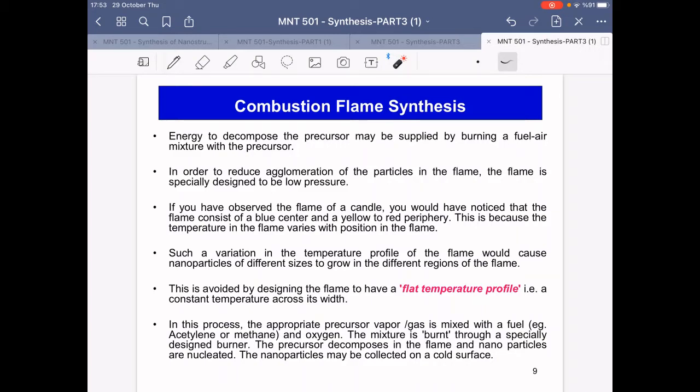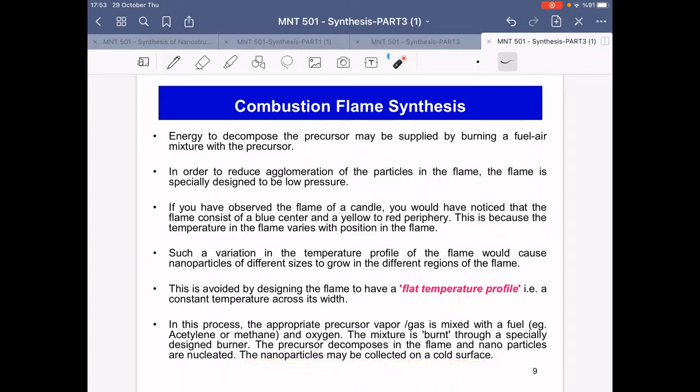Okay, in this process, again, you have the precursor vapor gas mixed with a fuel. The mixture is burned through a specifically designed burner. So in this case, I have a burner, not a microwave, not something like an oven, but a flame. And again, the nanoparticles may be collected on the cold surface.